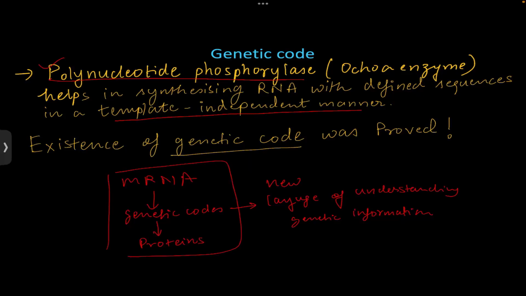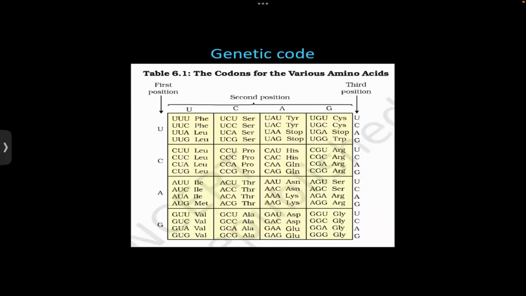Okay. Now here is a table that I've taken from the NCERT book, which is showing the combination of all different genetic codons that are there. Okay. So one can read this table like this. This first column is showing the first position of the codon. So we know a genetic code comprises 3 nucleotides or 3 bases.